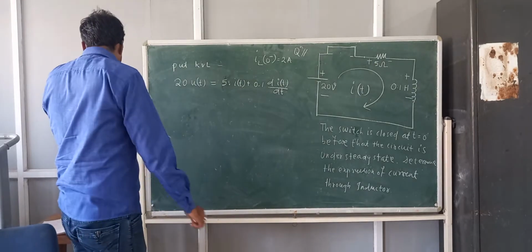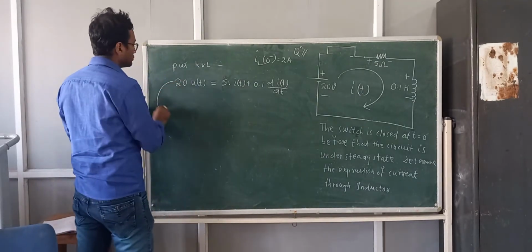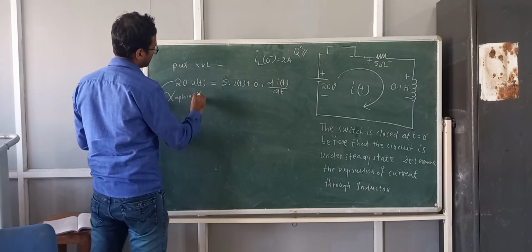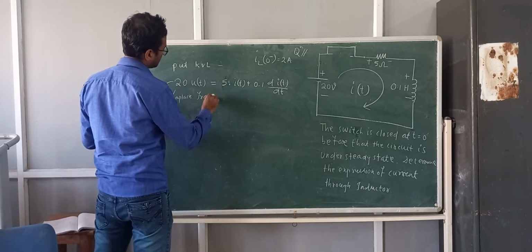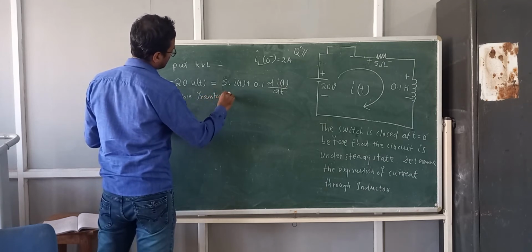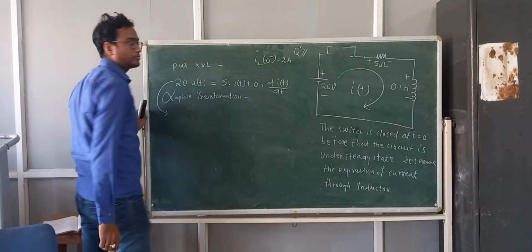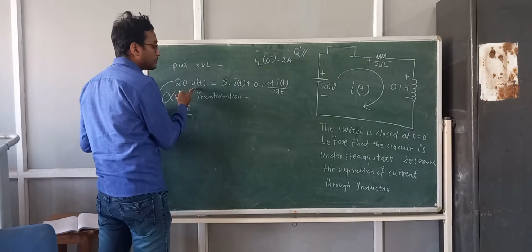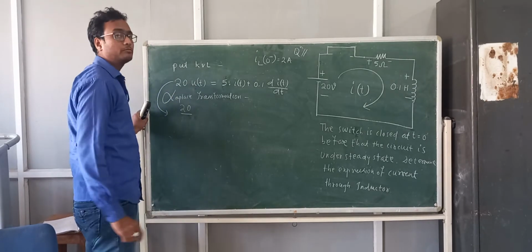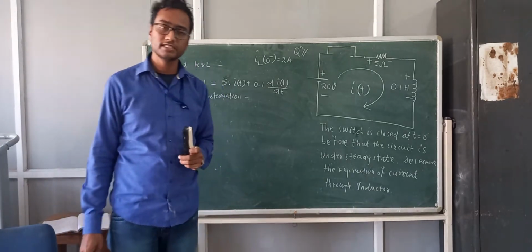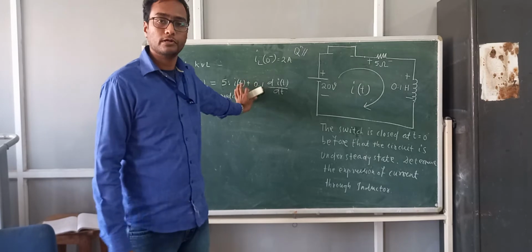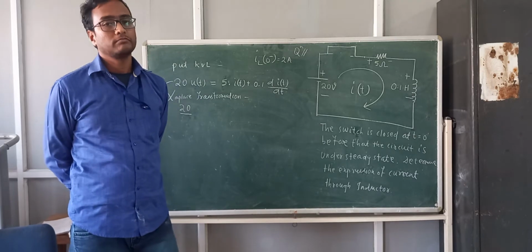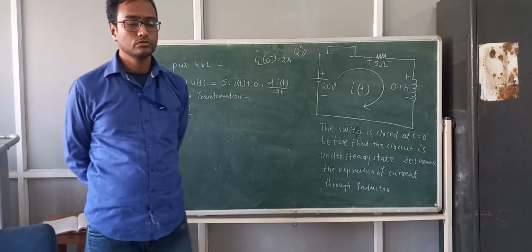After putting KVL, what do you have to do? You have to take the Laplace transformation. What is the Laplace transformation of 20 u(t)? The Laplace transformation of u(t) is equal to 1 by s. So all of you please go through the Laplace transformation. Without Laplace transformation, you cannot do transients properly. I repeatedly tell you, you are in the third semester now, you have Laplace transformation in mathematics, so please go through it.